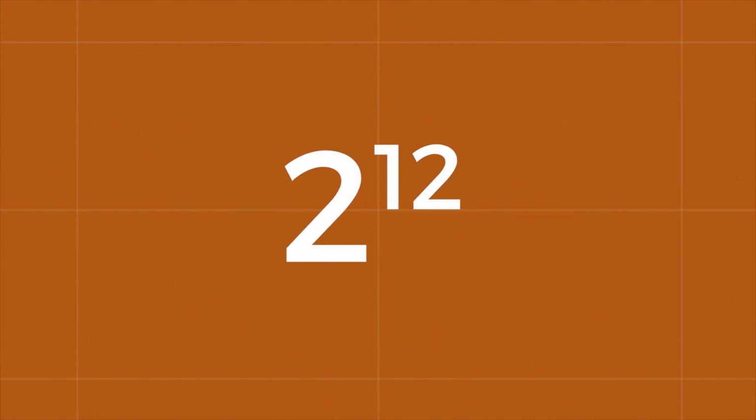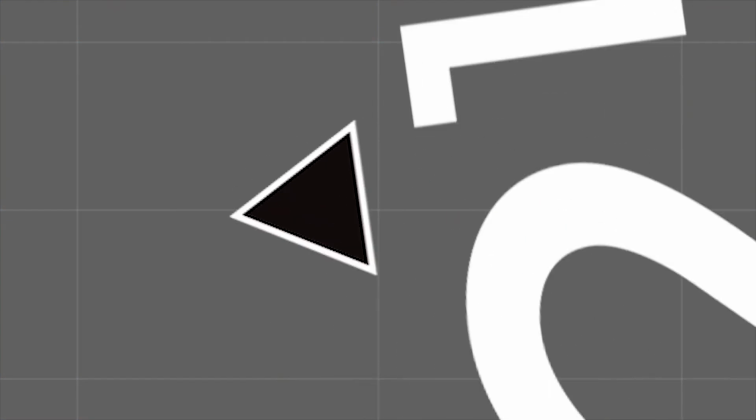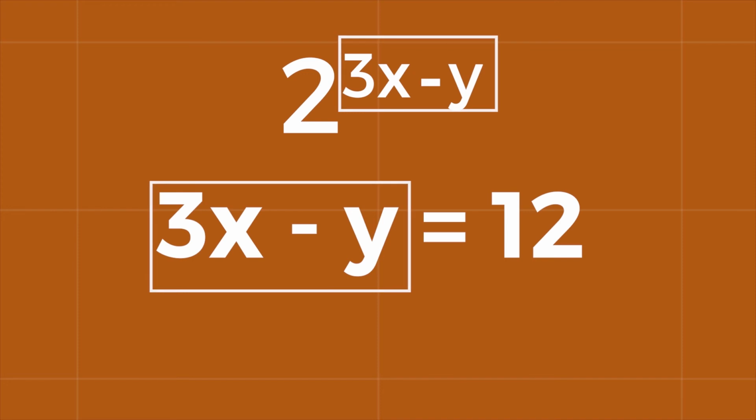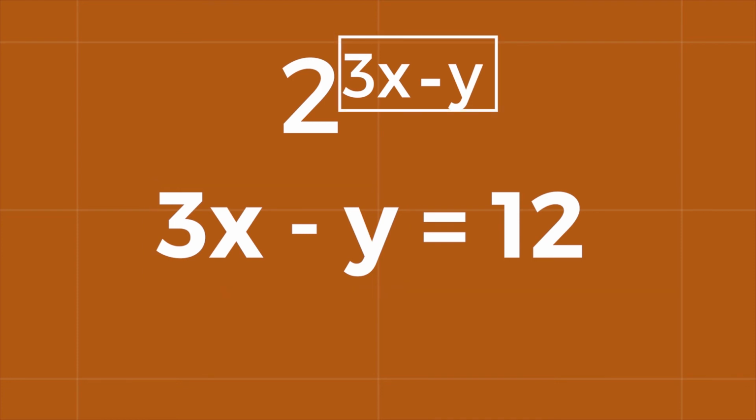For all you smarty pants out there, you might have seen something secret. Here it is. The equation was in the same form as the power of 2 that we ended up with. So we could have just replaced 3x minus y with what it equals based off the equation, 12.